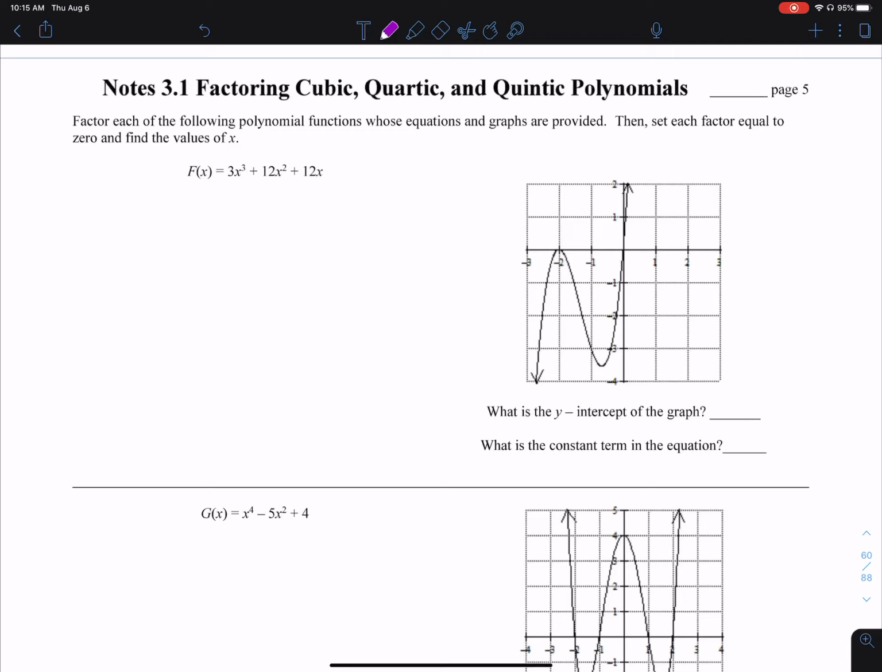Factor each of the following polynomial functions whose equations and graphs are provided. So we are supposed to factor. Then set each factor equal to 0 and find the values of x. So there's 3 things we're supposed to do: factor, set, and find.